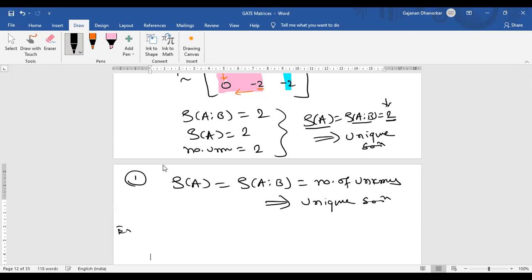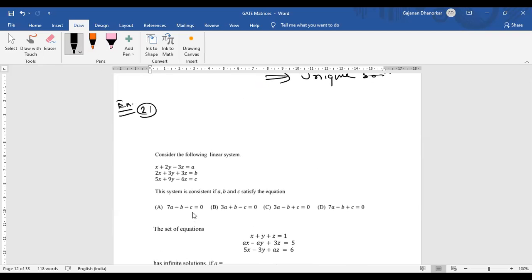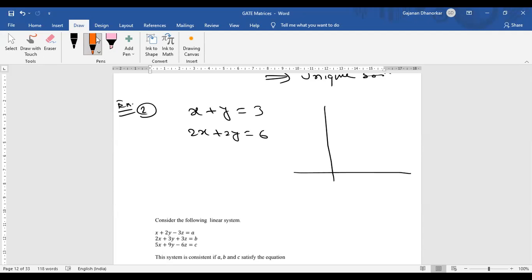We will take another example. This is the observation. I will take the second example and write it this way: x plus y is equal to 3 and 2x plus 2y is equal to 6. Come on, your points: x is equal to 0, here I am getting 3, here I am getting 3, and this is my line, x plus y is equal to 3.